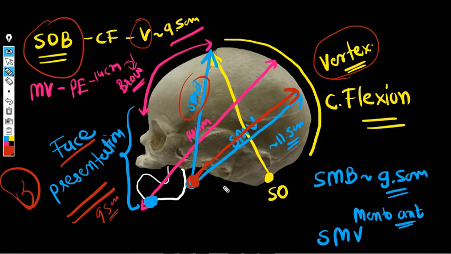You need to remember 4 diameters. Again I am telling: suboccipitobregmatic, that is 9.5 centimeter; mento vertical, that is 14 centimeter; submentobregmatic, that is again 9.5 centimeter; and submento vertical, that is again 11.5 centimeter. These are the anterior posterior diameters of the skull.